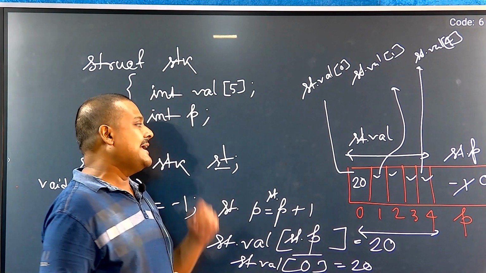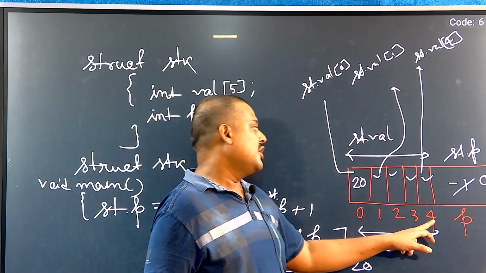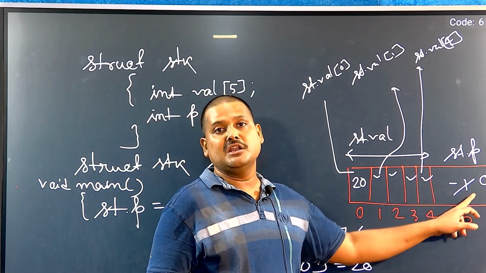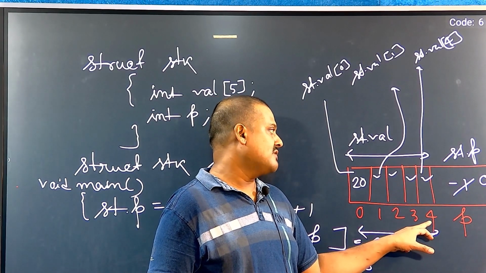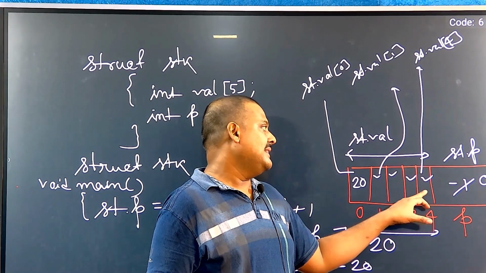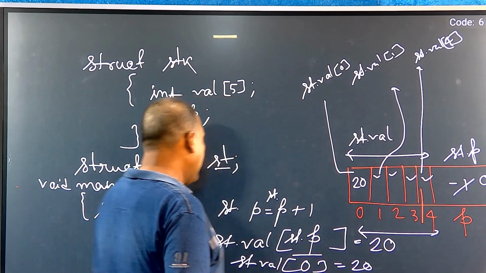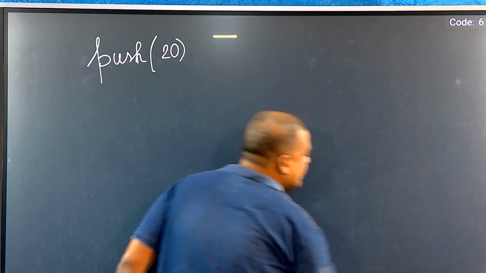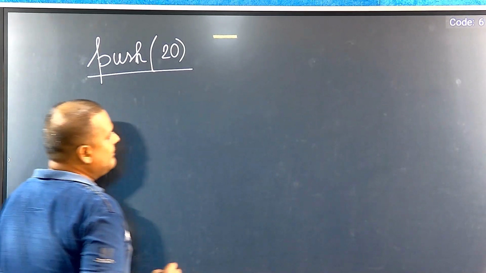So, it will overflow when the value of P is 4, that means I cannot increment the value of P, because I have fixed the maximum index as 4. Till this place I can insert values. So, when we implement this, we want to insert the value 20.